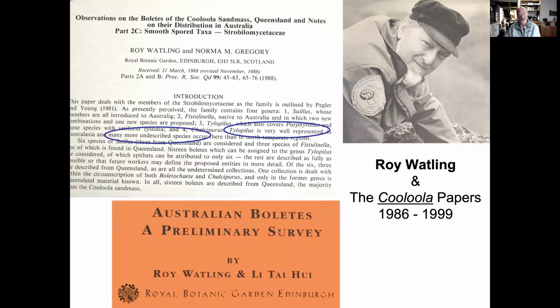It wasn't just boletes from Colula in Queensland, but he also described a lot of things from elsewhere in Australia. One of the points that I recognized in the introduction of one of the papers is that a particular bolete genus, Tylopilus, is well represented, and there's heaps of species left to describe. So that's 13 years that the other Roy spent writing about boletes in Australia.